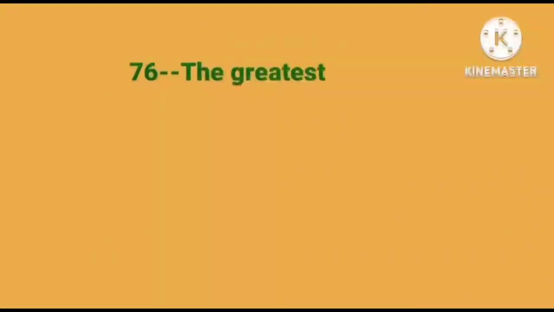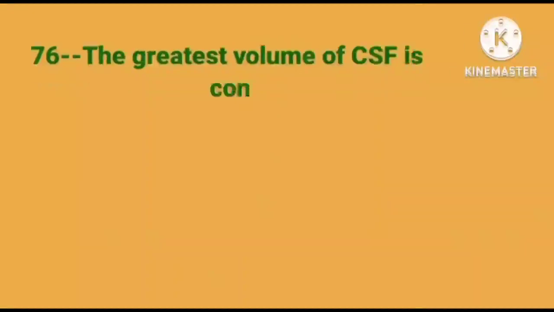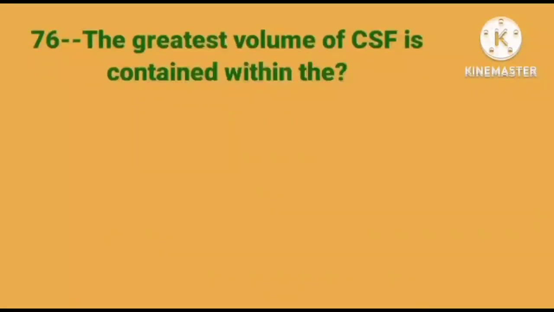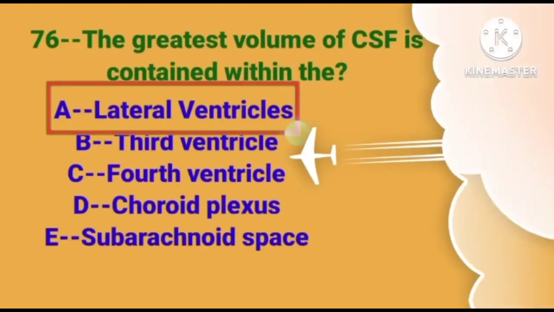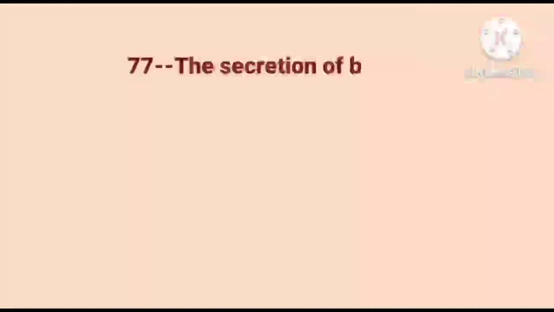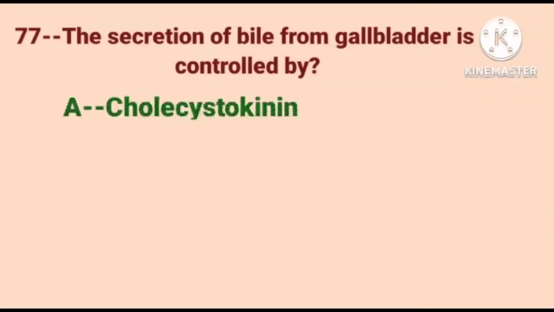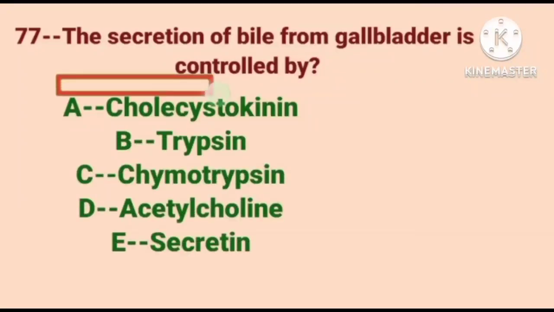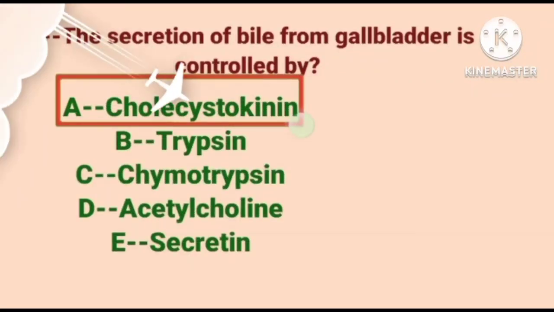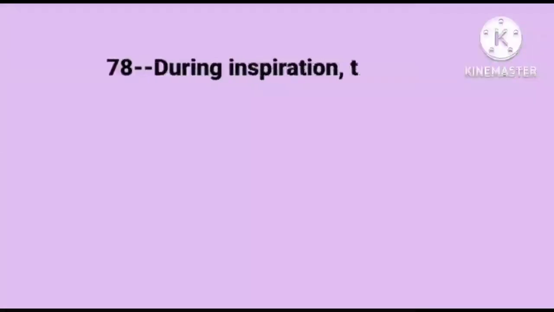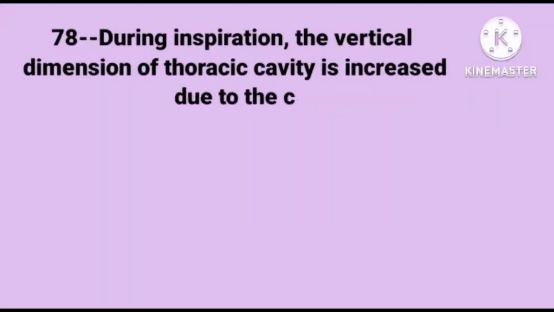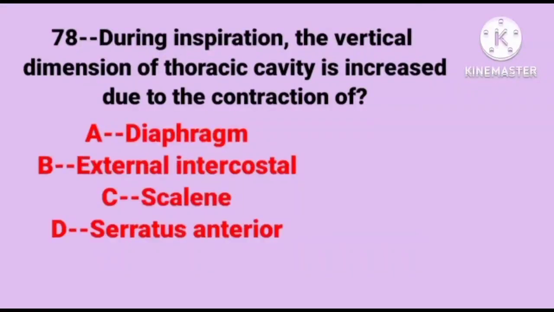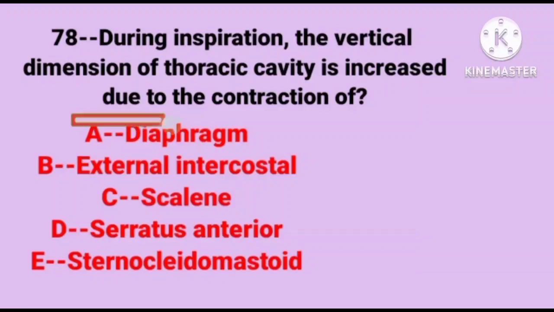Question number 76. The greatest volume of CSF is contained within the. Correct answer is option A, lateral ventricles. Question number 77. The secretion of bile from gallbladder is controlled by. Correct answer is option A, cholecystokinin. Question number 78. During inspiration, the vertical dimension of thoracic cavity is increased due to the contraction of. Correct answer is option A, diaphragm.